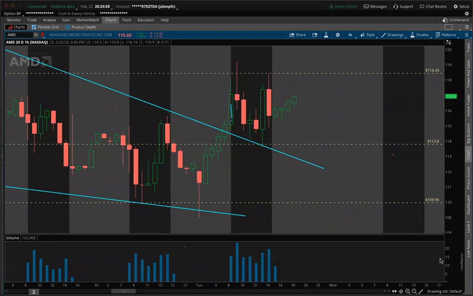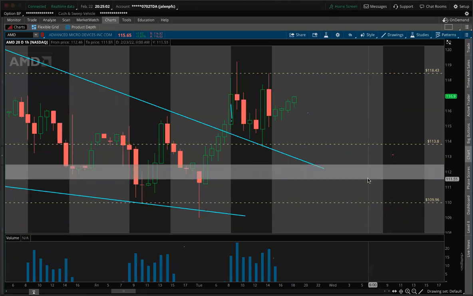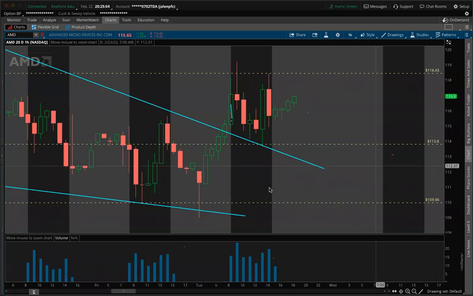So on this chart, 107 is support. Maybe. I don't know if we're still on the same chart.